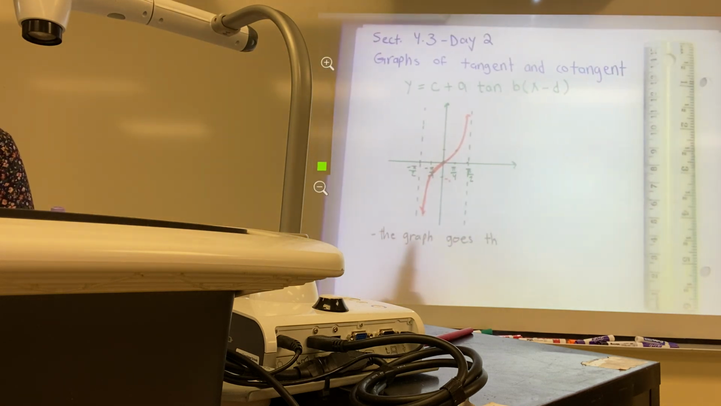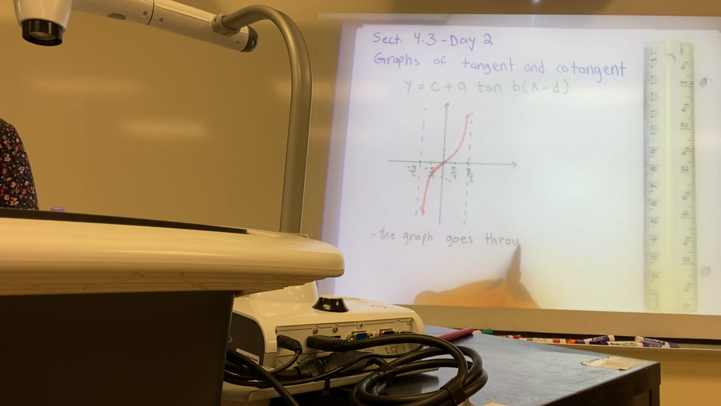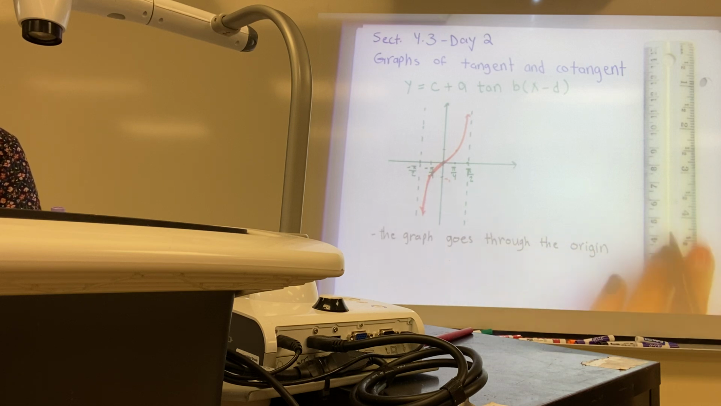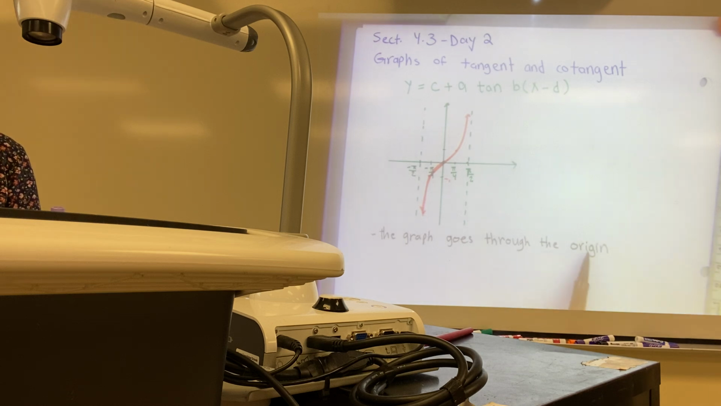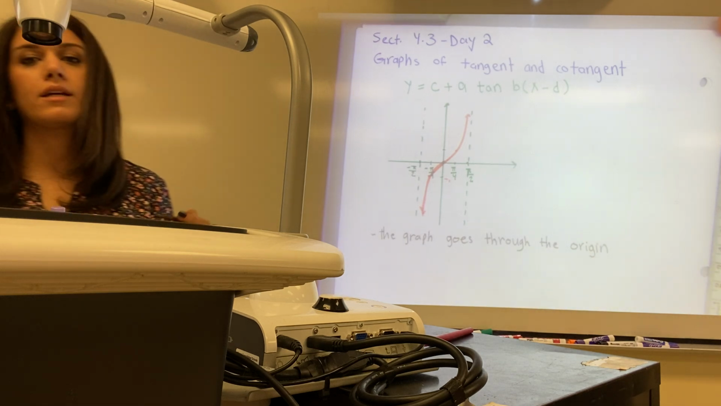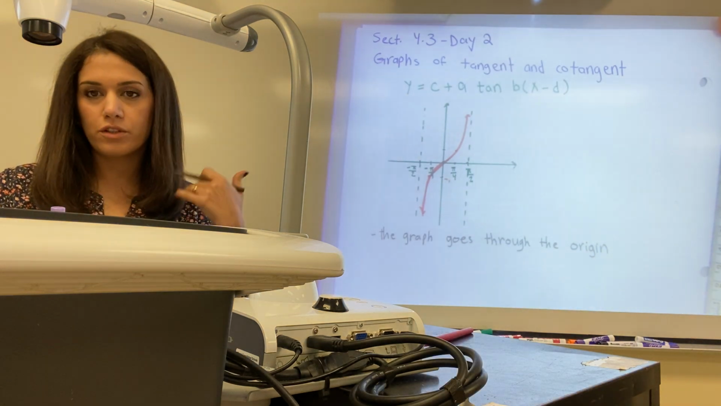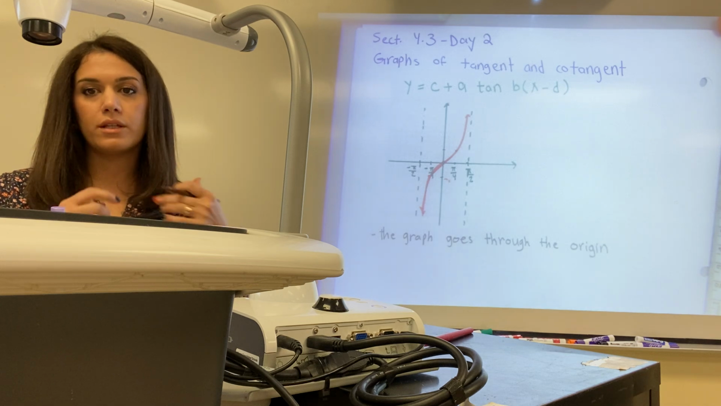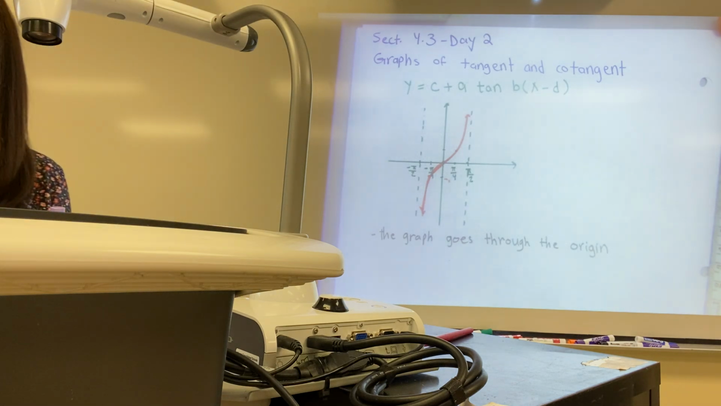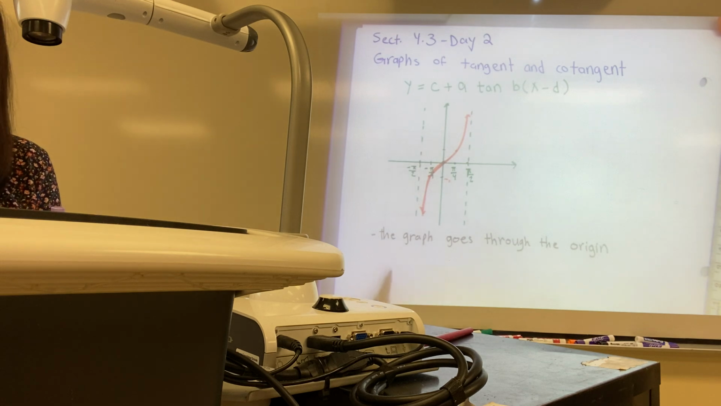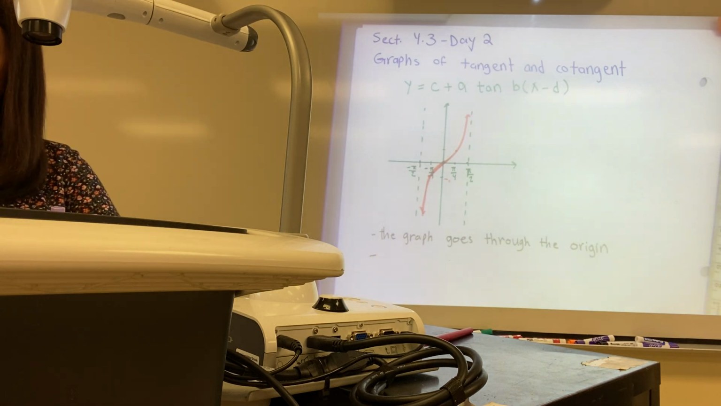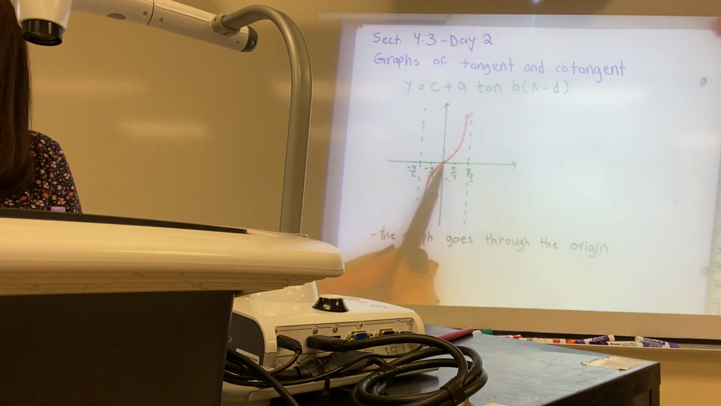Okay. The graph goes, or if we have a shift, like vertical or horizontal shift, it will go through that new origin, the shifted one. And it extends one step, as you see, one step each way.